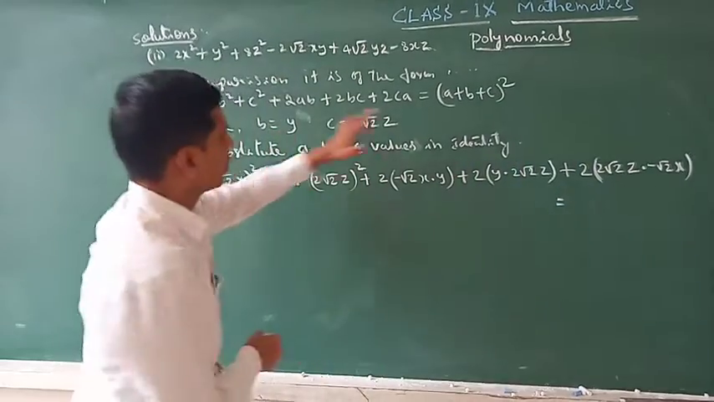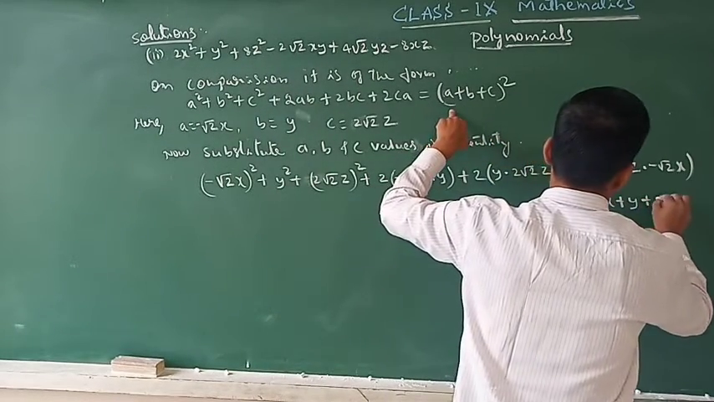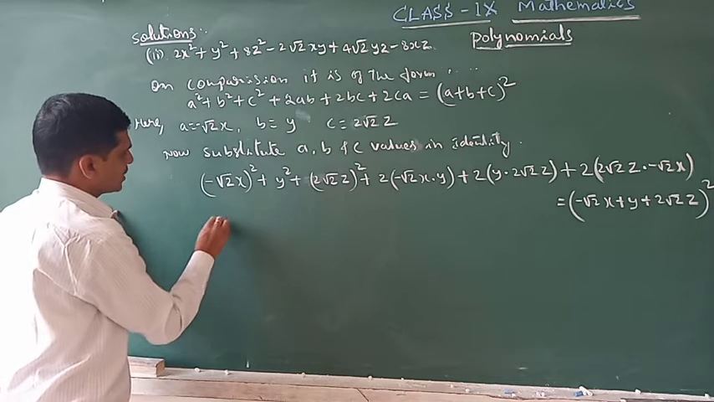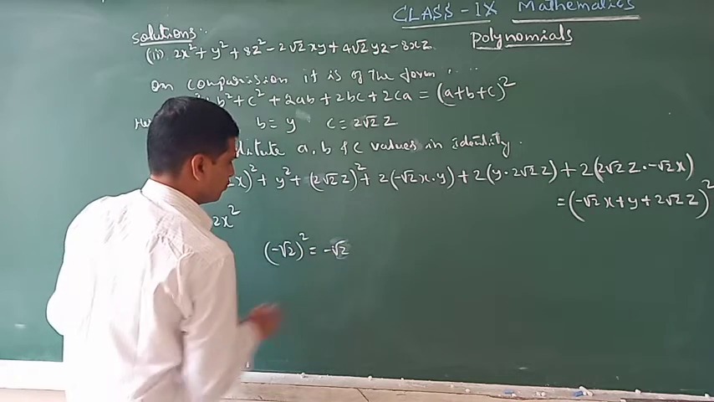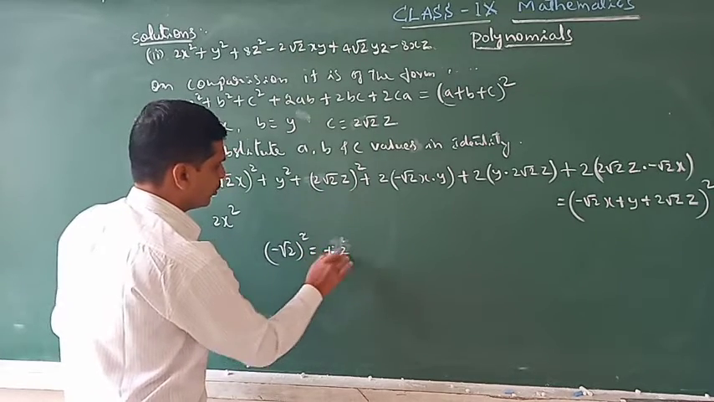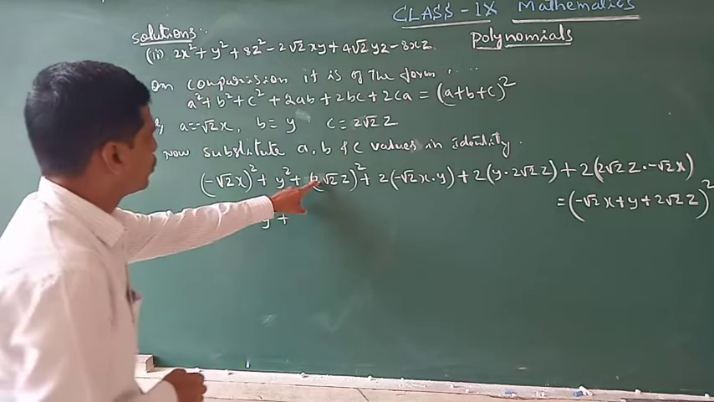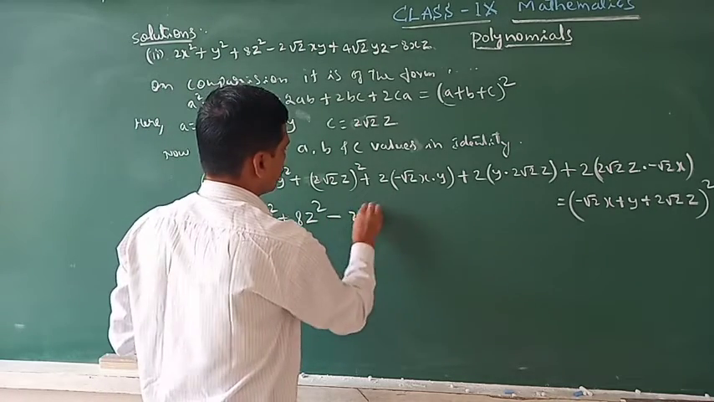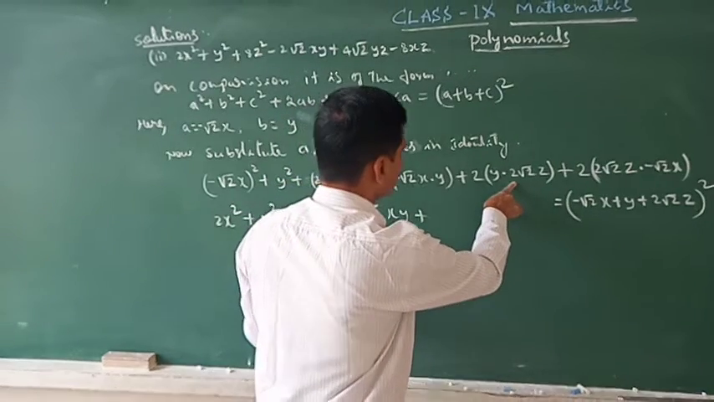So substitute all these a, b, c values in this expression. So here minus root 2 x plus y plus 2 into root 2 z. On simplification you will get, it goes to cancel, only 2 x square remains, because minus root 2 whole square, minus minus become plus, this square will get cancelled, therefore only 2 remains. So I get 2 x square plus y square, plus this is 2, after square it becomes 4 into 2, it is 8 z square, plus into minus minus 2 into root 2 x y.